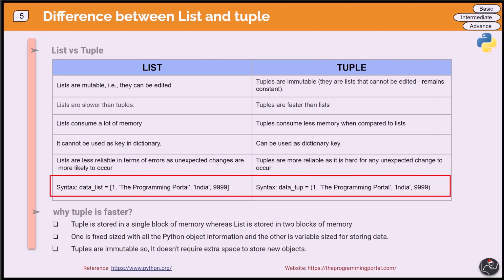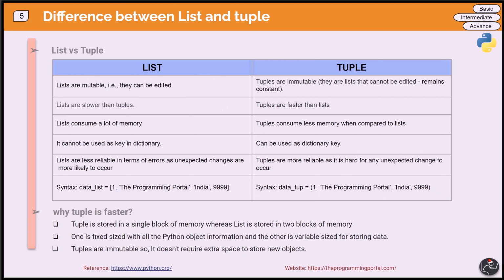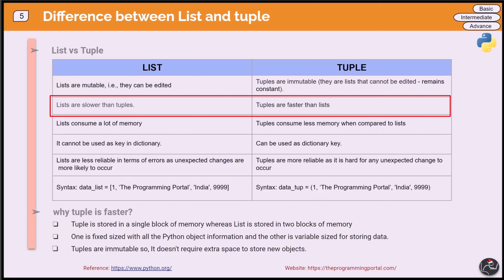Syntax wise, you will see it's almost the same, except we use square brackets for our list while round brackets for tuples. Earlier we said that tuple is faster while list is slower. But why? This question normally comes at intermediate or advanced level.